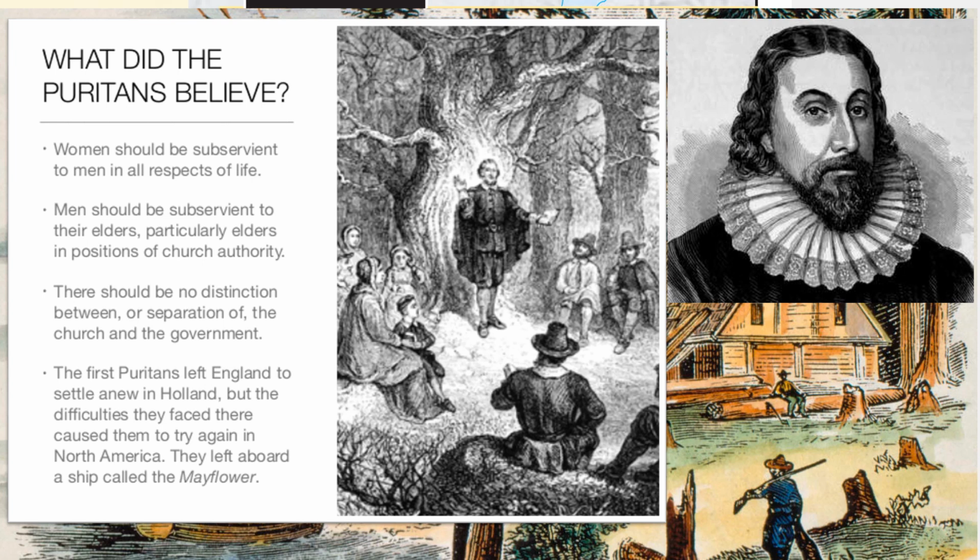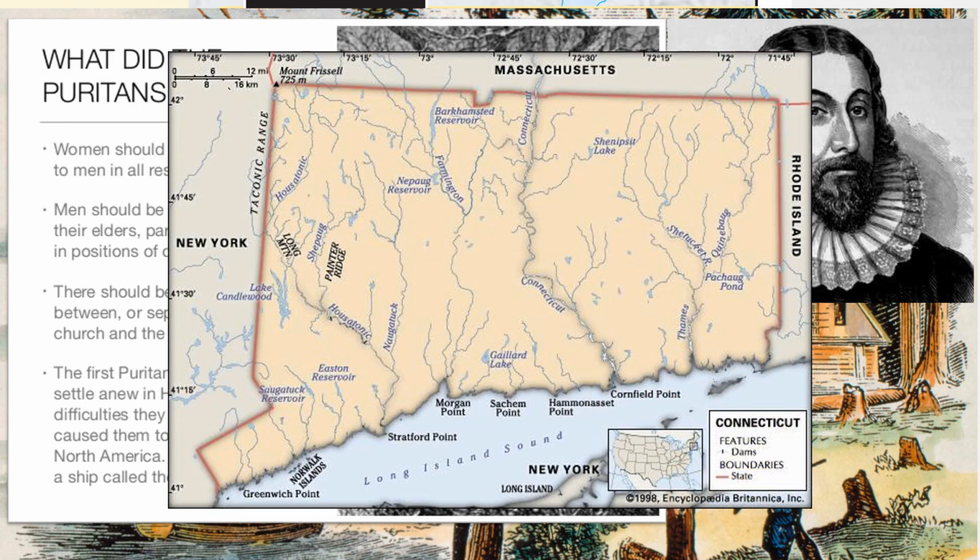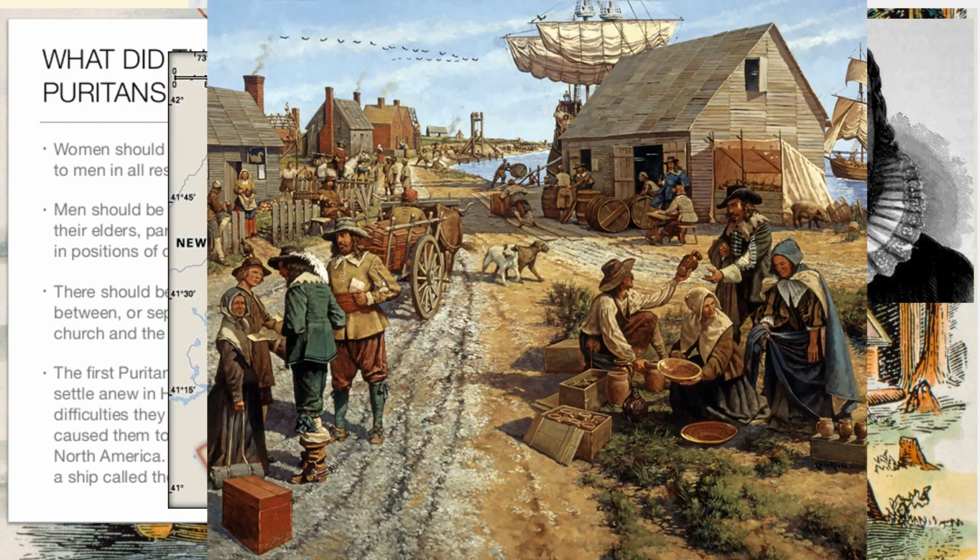They were Puritans from the Massachusetts Bay Colony, and after their arrival, several colonies were established, including the colony of Connecticut, Old Saybrook, Windsor, Hartford, and New Haven. Hartford quickly became an important center of government and trade.